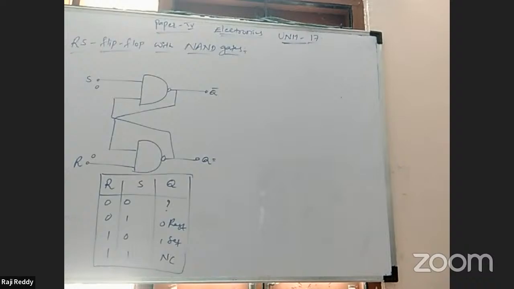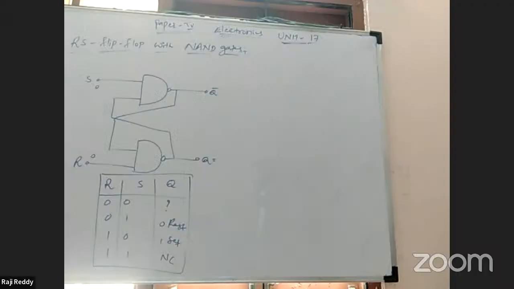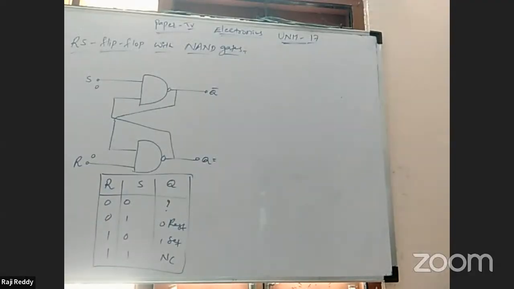Now we can see the truth table also in your material, page number 228. When clock is low, both the AND gates are disabled. When the clock is low means 0 volt. When the clock is low, both the AND gates are disabled, and AND gate outputs are low. Any change in RS input will have no effect on flip-flop output Q.